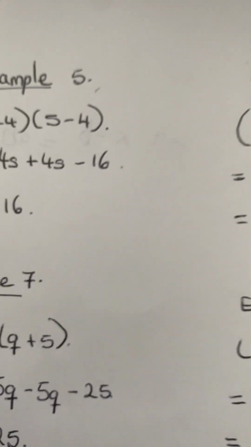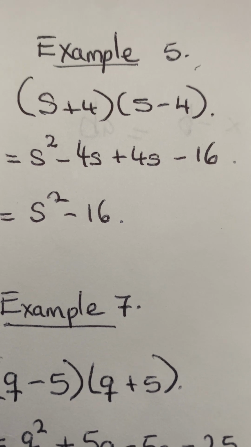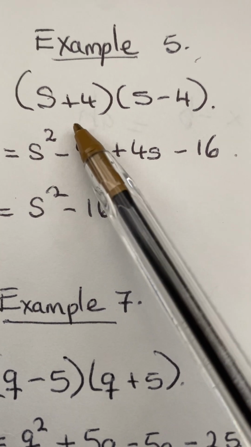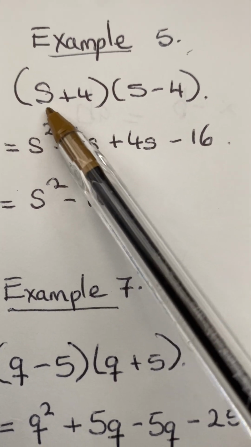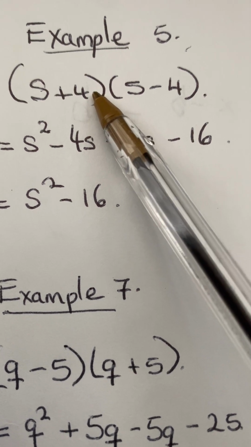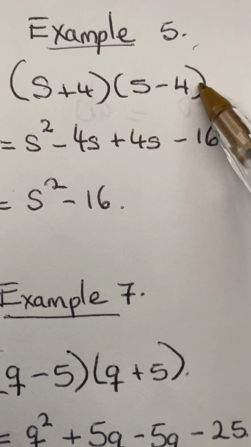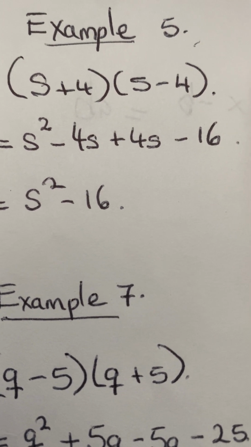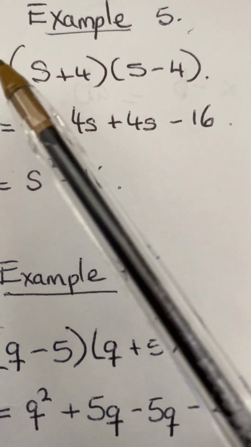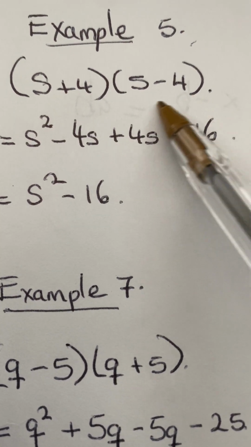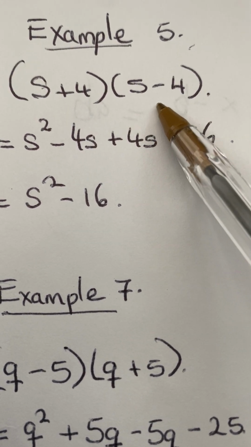Now let's look at example 5 carefully. This is where I'll introduce you to something called difference of two squares, meaning x plus 4, x minus 4. 4 times 4 is 16, so have that at the back of your mind whilst we solve this. So x will multiply everything in this bracket, and 4 will multiply everything in this bracket.